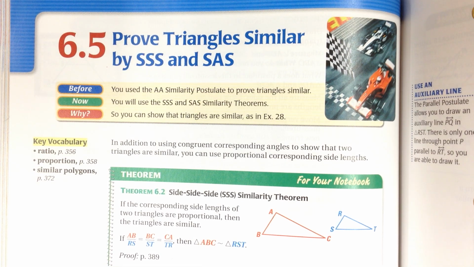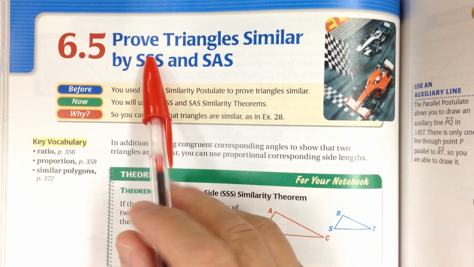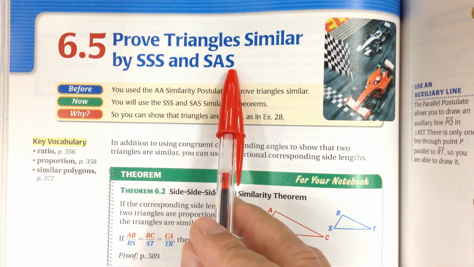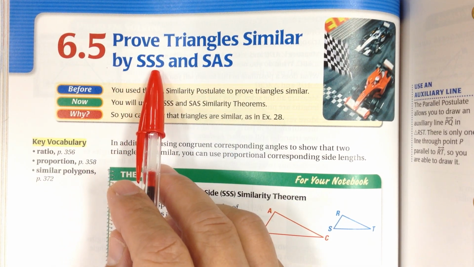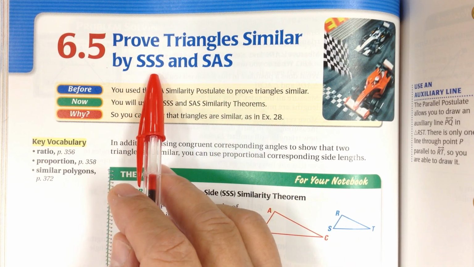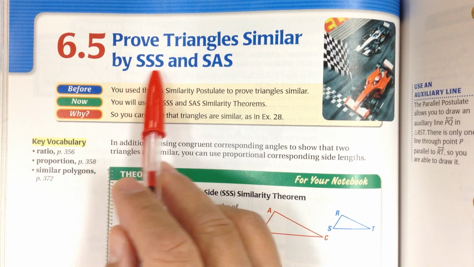Let's go to page 388. This is lesson 6.5, and this lesson is to prove triangles similar by SSS and SAS. Now remember, in congruence, they have to be congruent, right? But for similar, they have to have the same scale factor or the same ratio. So SSS means that all three sides have the same ratio.